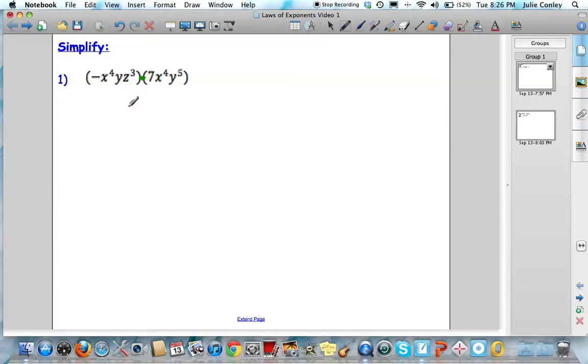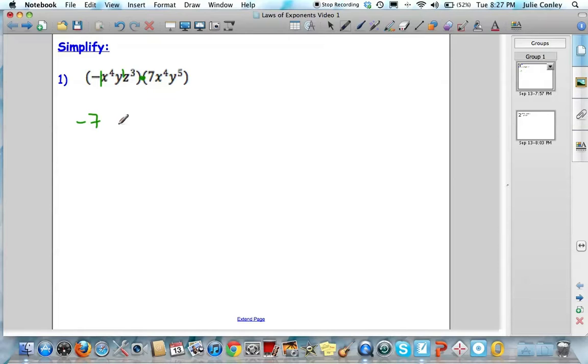The first thing we should do is look for our coefficients. In that first set of brackets, we have a negative x to the fourth, so that means that's a negative 1 as our coefficient. So let's write that in so we don't forget about that. And we also have a y there, which is y to the first power, so let's write in that 1 as well. Okay, so now we're ready to multiply. So our coefficients are negative 1 and 7, so we do negative 1 times 7, which is negative 7.